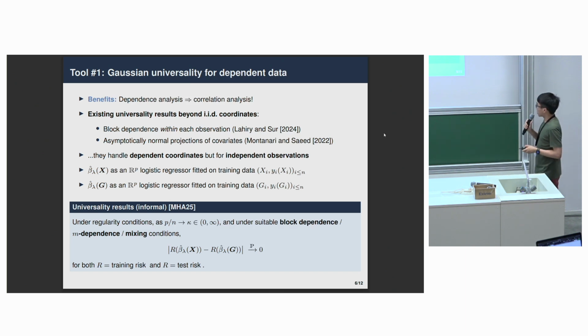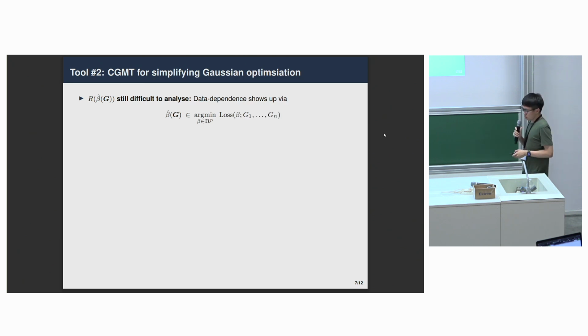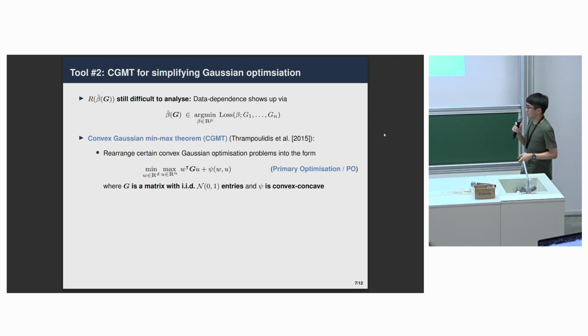However, even if I'm dealing with this Gaussian training data, it's not obvious how you can analyze this directly, because our estimator is parameterized by our training data implicitly through a complicated optimization. For logistic regression or more general problems, you really don't have a way to write the dependence on data out in closed form. And that's where this CGMT technique, developed by researchers at Caltech about a decade ago, becomes really useful. At an extremely high level, CGMT is saying that this is a class of convex optimization problems involving Gaussian data that can be rewritten in this form.